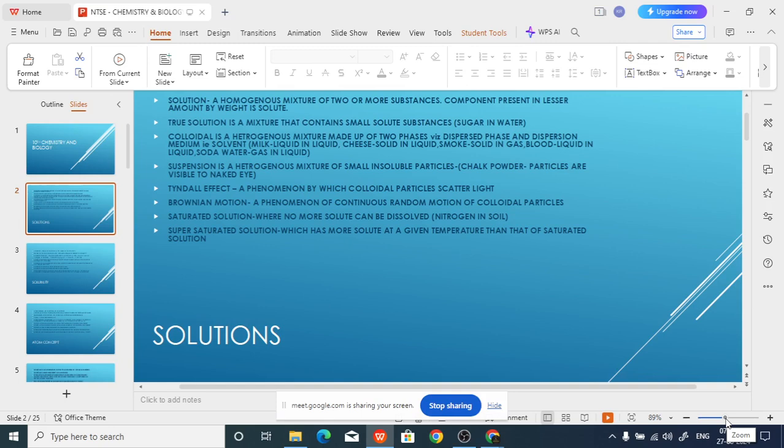Solution: a homogeneous mixture of two or more substances; the component present in lesser amount by weight is the solute. A true solution is a mixture that contains small solute particles, for example sugar and water. Colloidal is a heterogeneous mixture made up of two phases, the dispersed phase and the dispersion phase.